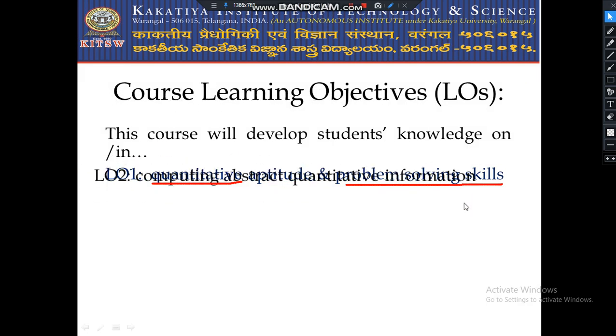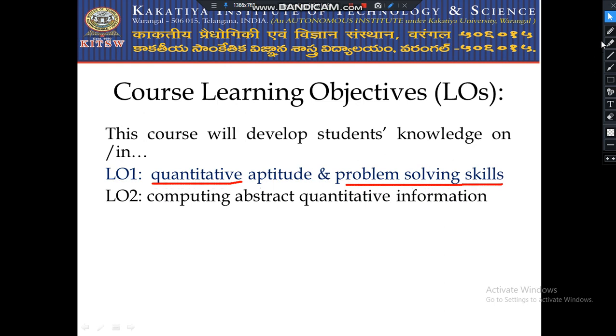Second learning objective says computing abstract quantitative information. So you will be learning to compute abstract information. What do you mean by abstract? Abstract means intangible, unclear. Such information you will be able to quantitate. That is learning objective 2.